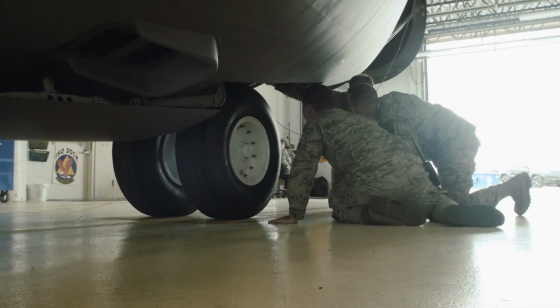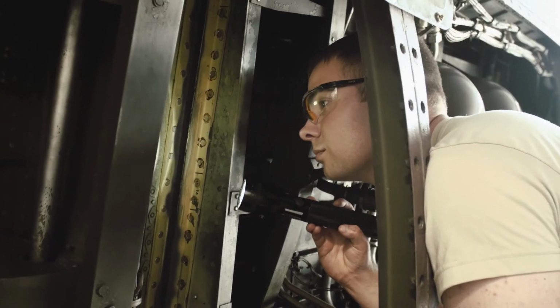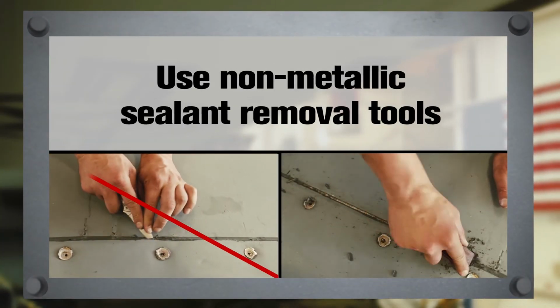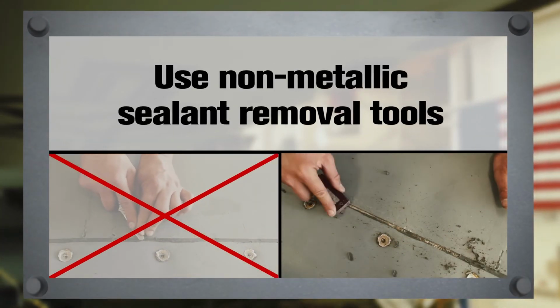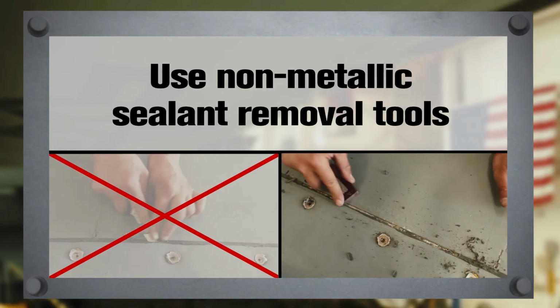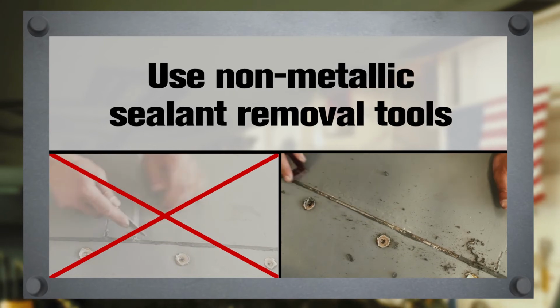And use of proper maintenance practices is another key factor in combating corrosion. So you should be aware of the following do's and don'ts. Improper use of tools has caused a vast number of corrosion mishaps. Don't use items such as screwdrivers and knives for sealant removal. Use non-metallic sealant removal tools.